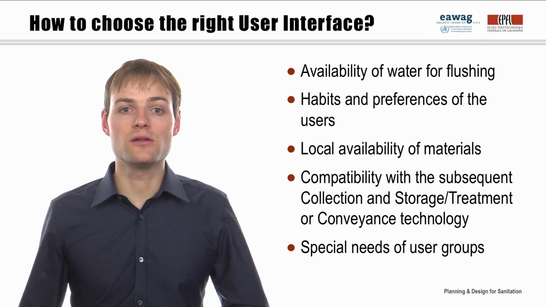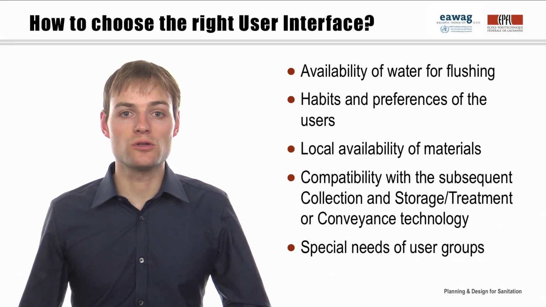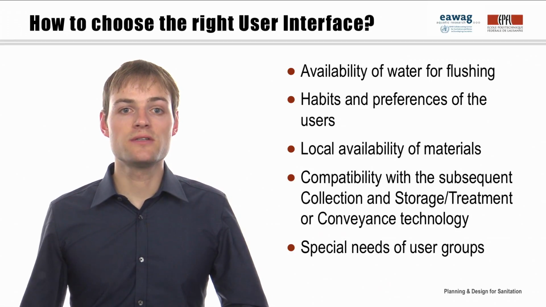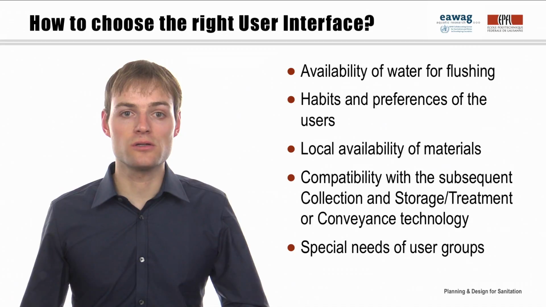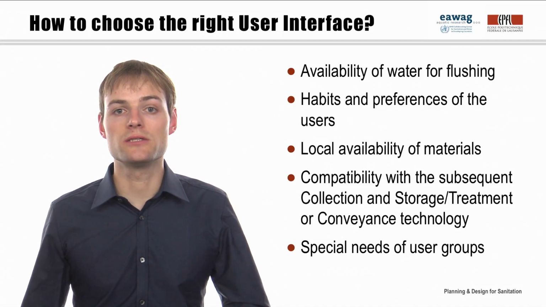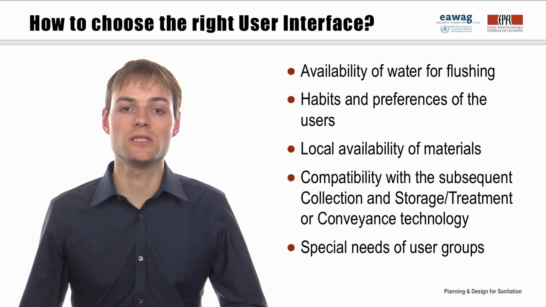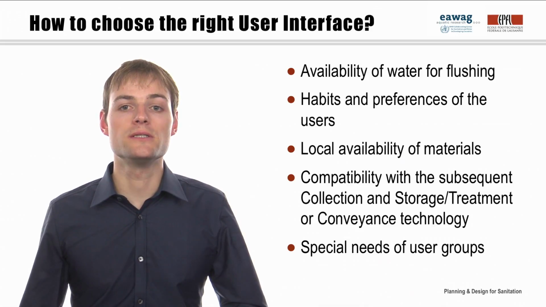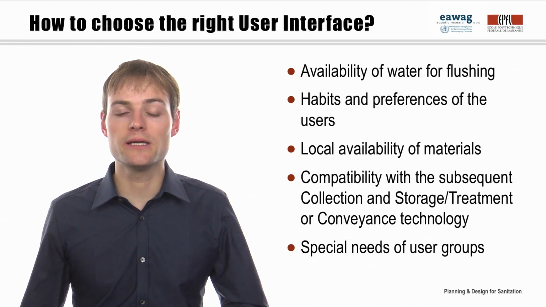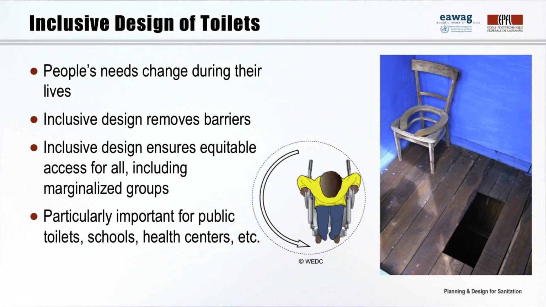Another important factor is the local availability. Can I find the technology on the local market, or can I build it myself? As we have seen, the different technologies generate different output products with very different characteristics. This influences the technology which can come next, be it a collection and storage technology or a conveyance technology. Last but not least, special needs of user groups should also be considered, such as the needs of children, elderly, or disabled. People's needs change based on age, location, health, physical ability, mental state, etc.